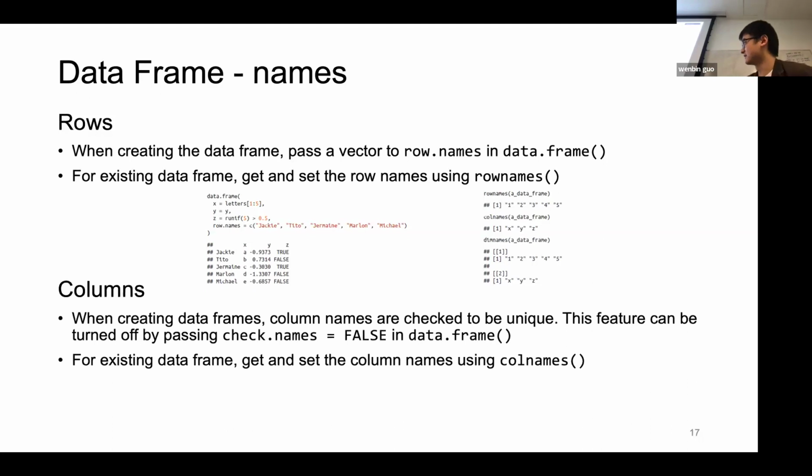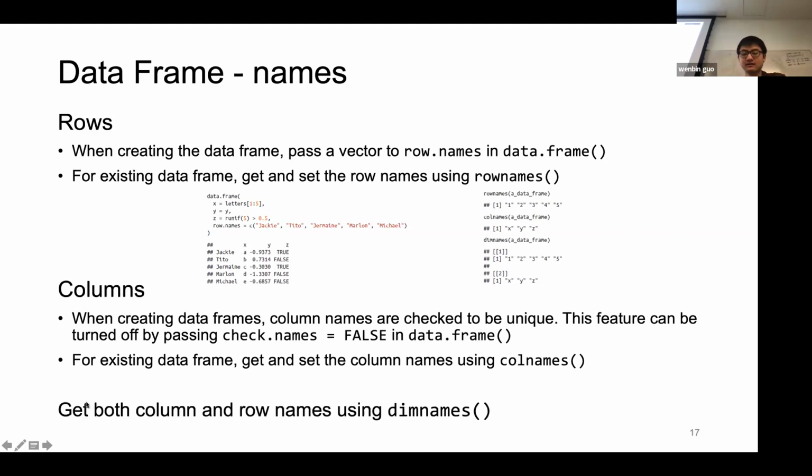So the columns are similar. You can use something like colnames to do that. And you can get both the column and the row names just using dimnames. It will return a list of names. The first one is the row names, the second one is the column names.